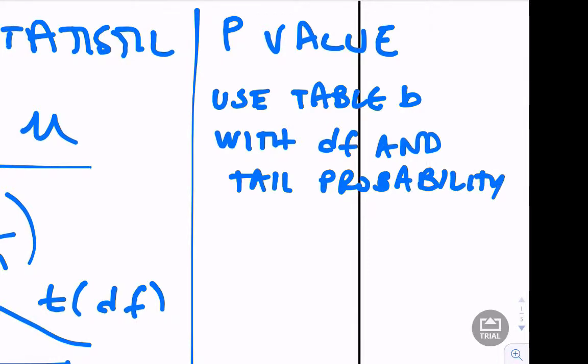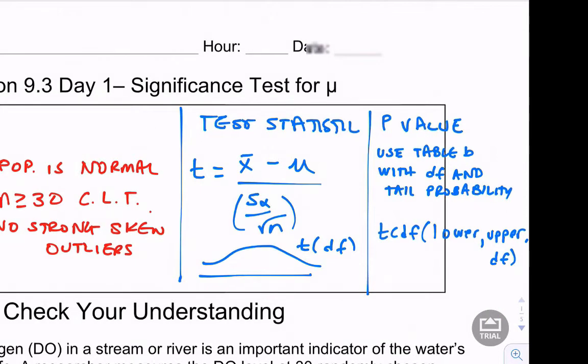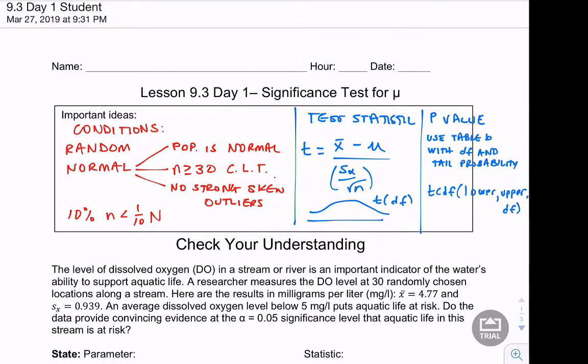Or we could use our calculator to do tcdf, and that's going to be lower and then upper, and then putting in our degrees of freedom at the end of that parentheses there. So that's how this works, right? So we have not only the conditions that are in red here, then the formula for the test statistic, and then how we find the p-value to actually interpret this.